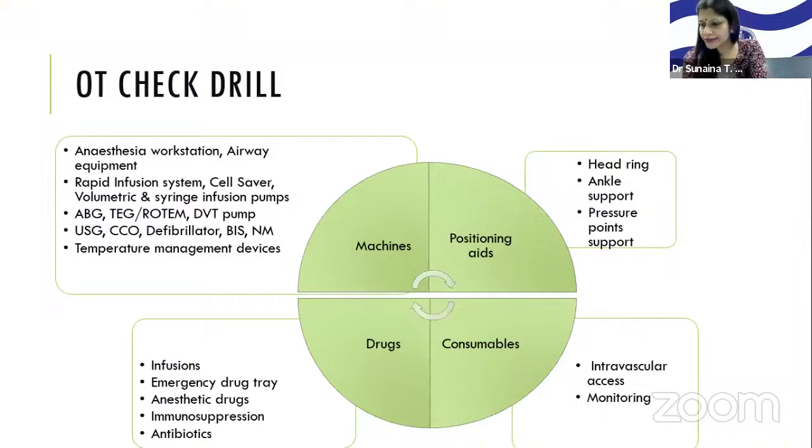So what is the OT check drill? Ma'am, when we are planning to take a patient for liver transplant, we should make sure that our anesthesia workstation is ready, our airway equipment and difficult airway cart are ready, rapid infusion system, cell saver system, volumetric and syringe infusion pumps, arterial blood gas analysis, and thromboelastograph machine should be calibrated according to the labs. Ultrasonography, contour analysis, cardiac output monitor, defibrillator. For neuromuscular monitoring, we can use bispectral index or near infrared spectroscopy. Temperature management devices we have to use as it is a prolonged surgery. So temperature monitoring is a must.